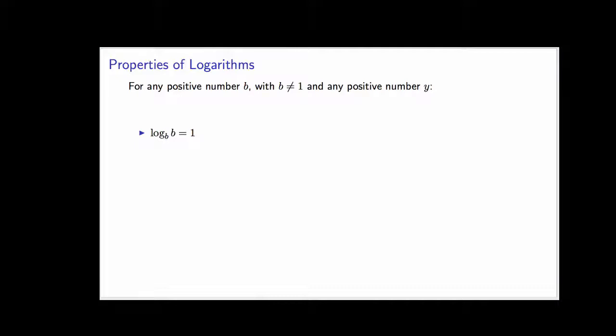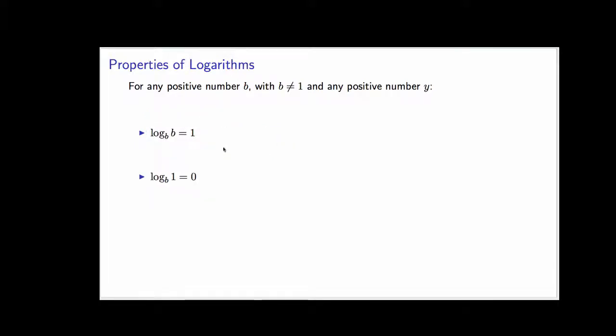To see why this property is true, let's look at the corresponding exponential equation. We know that the exponential equation b to the 1 equals b is true. And in logarithmic form, this just becomes log base b of b is equal to 1. So from the valid exponential equation b to the 1 equals b, we get this logarithmic equation, or this property, for any base b, the log base b of b is equal to 1.